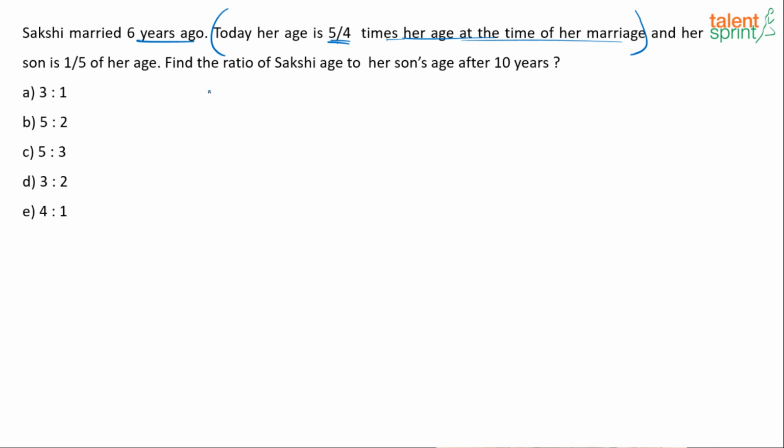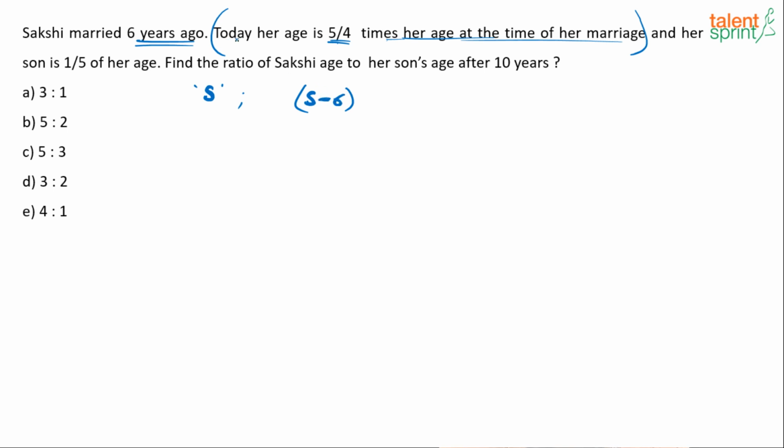Let's assume today her age is S. Her present age is S. She got married 6 years ago. So what was her age at the time of marriage? S minus 6. So we are dealing with two variables here, S and S minus 6. Actually only one, because both are in terms of S. Sakshi's present age is S. I know that she got married 6 years ago. So 6 years ago her age was S minus 6.